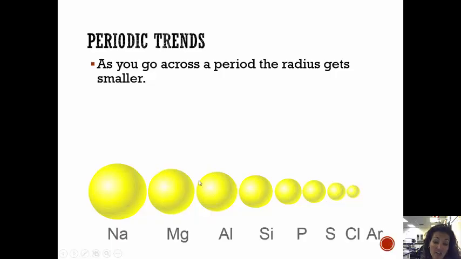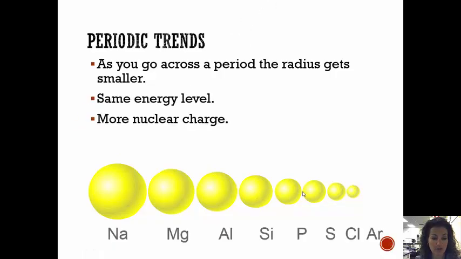So there's 12 protons pulling on the electrons here, 13 protons pulling the electrons here, 14, 15, 16, 17, 18 protons in argon. So 18 protons for argon are pulling on the electrons in the third energy level, versus only 11 protons pulling on the electrons in the third energy level for sodium. So stronger nuclear charge causes them, as you go across a period, to gradually get smaller. So same energy level, but more nuclear charge, just kind of a summary.